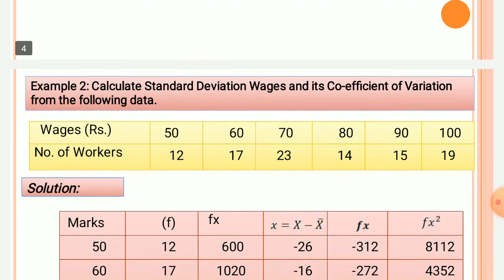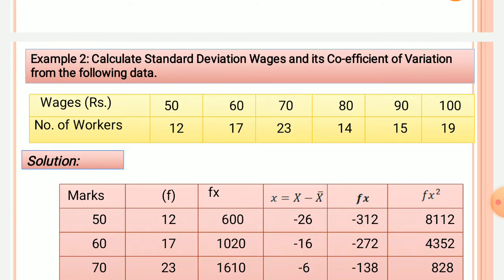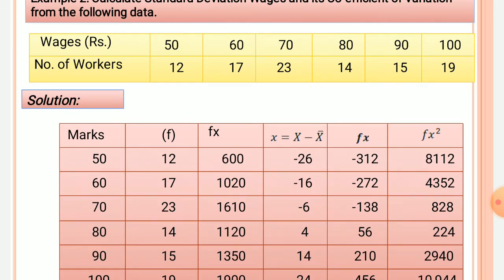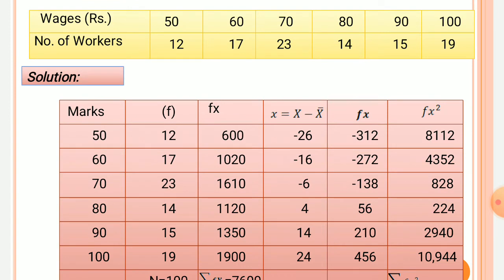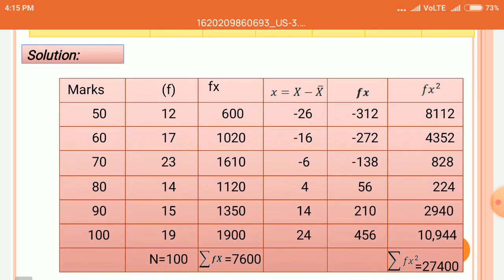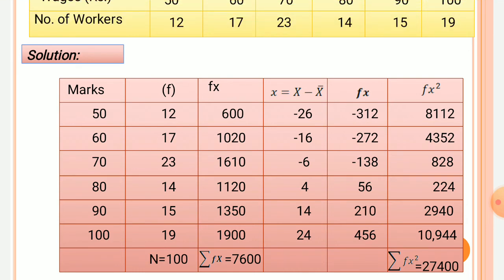And then let us take another problem to calculate standard deviation and its coefficient of variation. So wages are given, number of workers are given. So marks or wages we write in the first column, the given frequency in the second column. And then f into x, fx becomes 50 into 12 is 600, 60 into 17 is 1020, 70 into 23 is 1610, 80 into 14 is 1120.